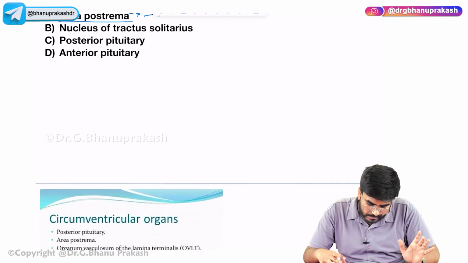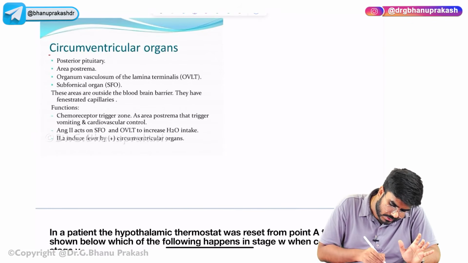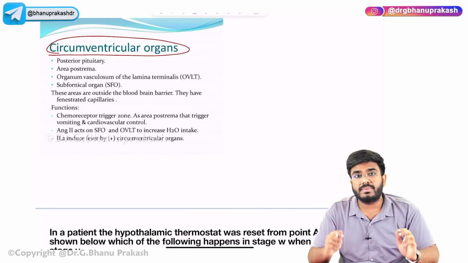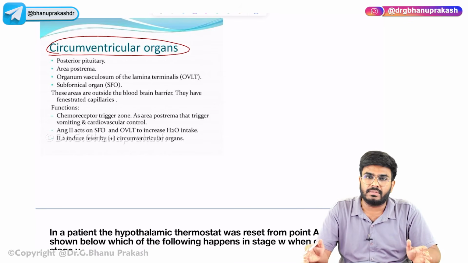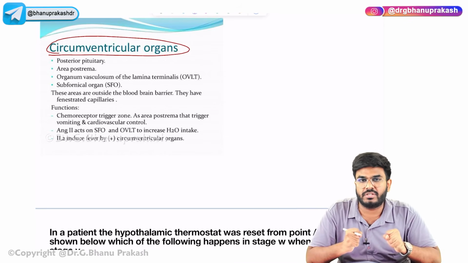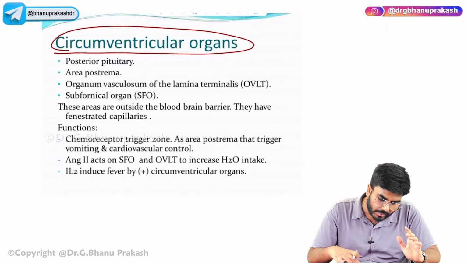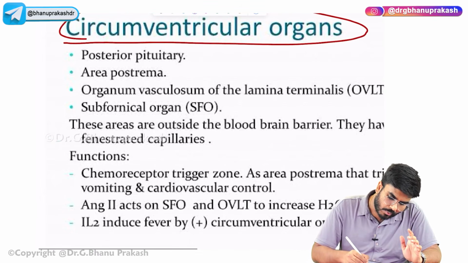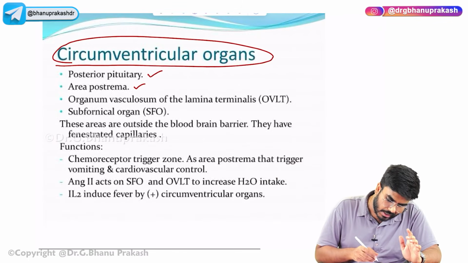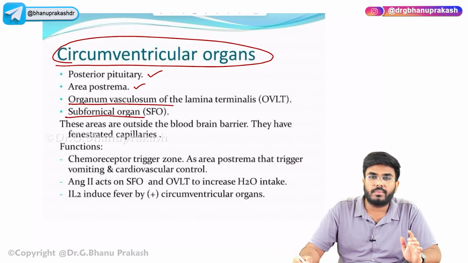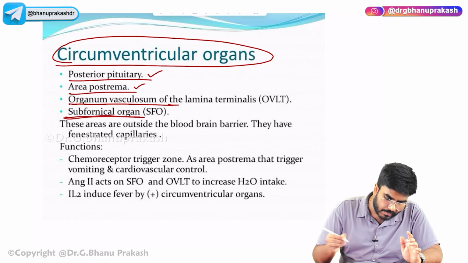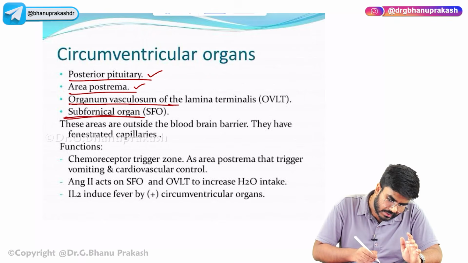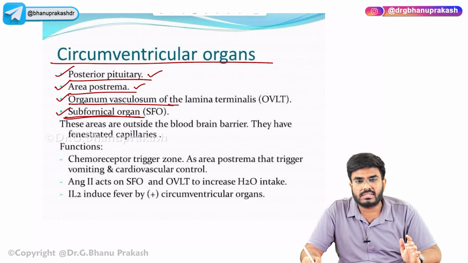There are certain areas called the circumventricular organs. These areas are outside the blood-brain barrier. They are not covered by it; the endothelial cells and tight junctions are not there. So what are those four areas? Posterior pituitary, area postrema, organum vasculosum and subfornical organ. Important MCQ. These areas are outside the blood-brain barrier, so they are called the circumventricular organs.